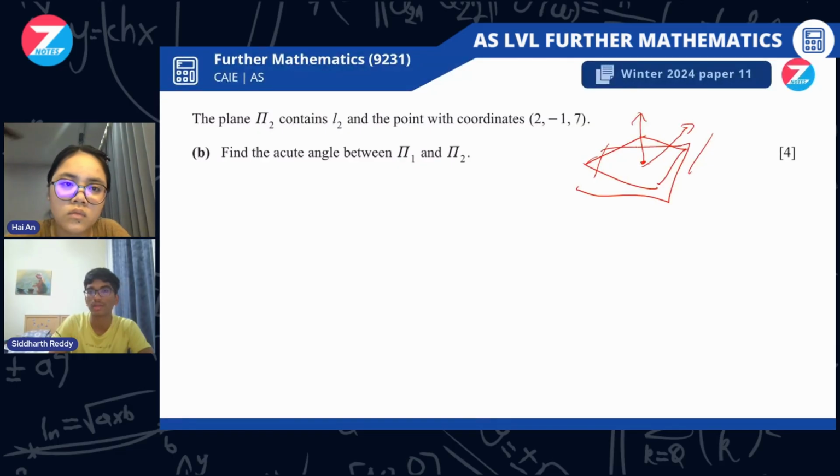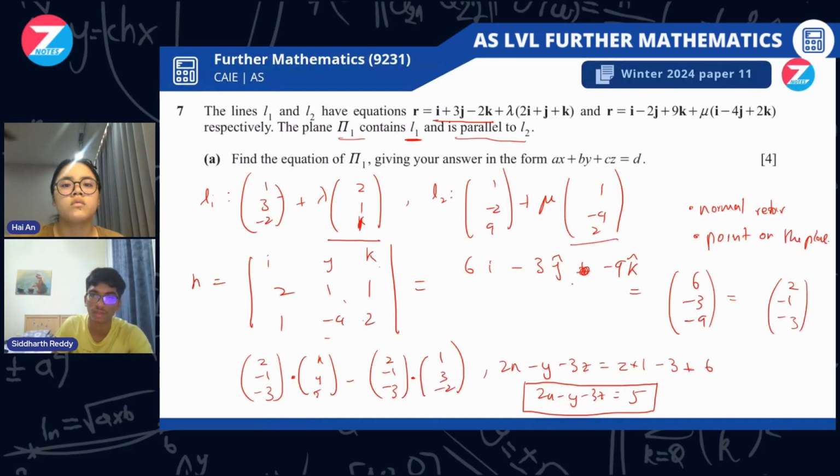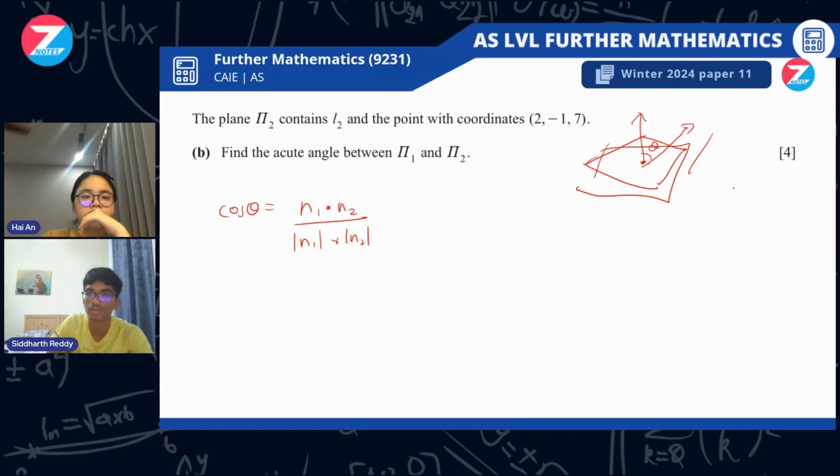So we have another plane just passing through, maybe something like this. We can find out. So cos theta is equal to the normal vector 1 dot product the normal vector 2, divided by the magnitude of normal vector 1 times the magnitude of normal vector 2. So we already know the first normal vector as (2, minus 1, minus 3). So n1 is equal to (2, minus 1, minus 3). Let's find n2, the normal vector of this plane pi2.